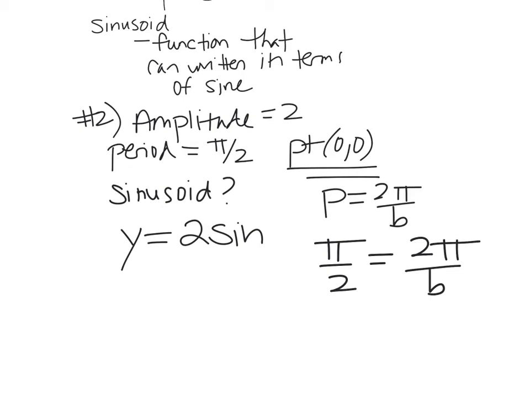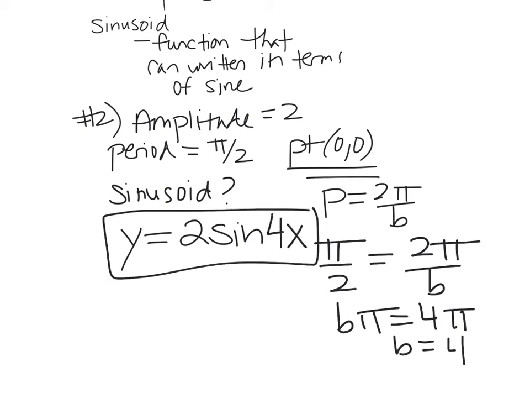Or you might already know what it is. It's 4. Some of you can get it really fast, right? Because you know 2 pi over what is going to give me pi over 2? Well, that would be 4. Or you can cross multiply and solve this. You get b times pi equals 4 pi. Divide both sides by pi, so b equals 4. So my equation would be y equals 2 sine of 4x.